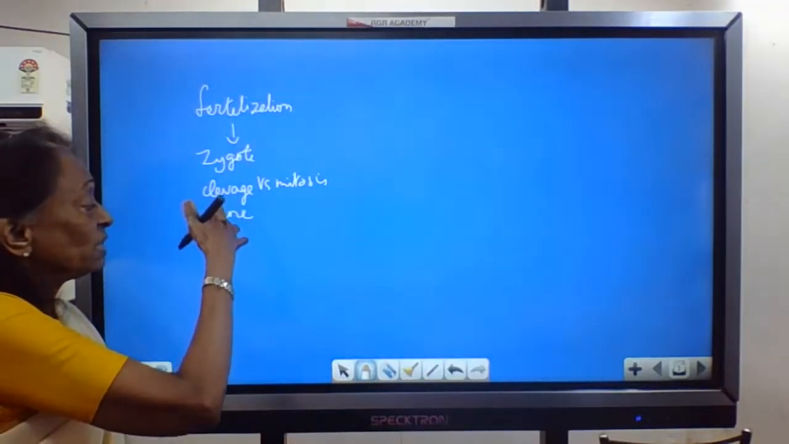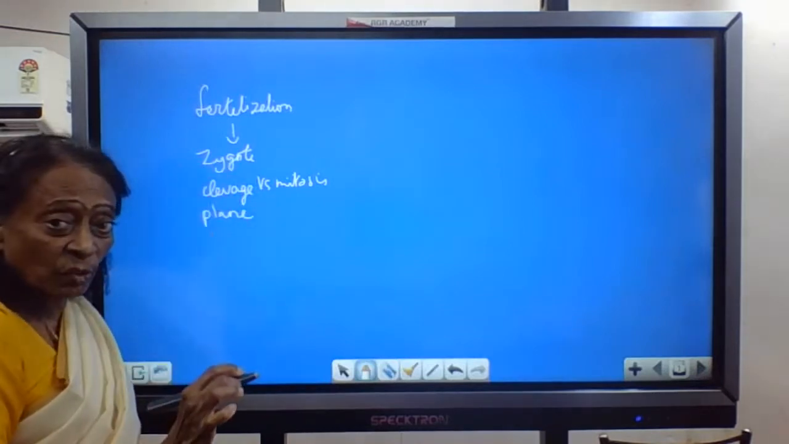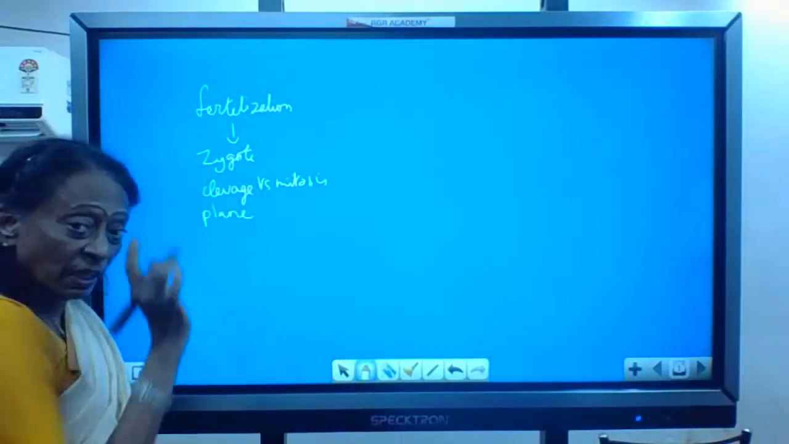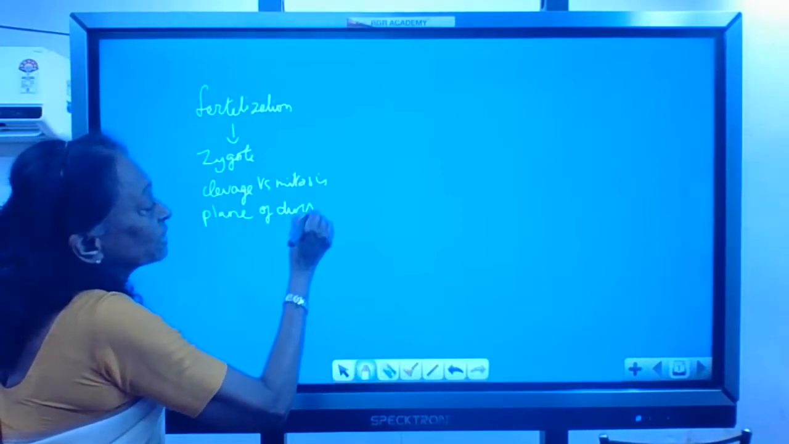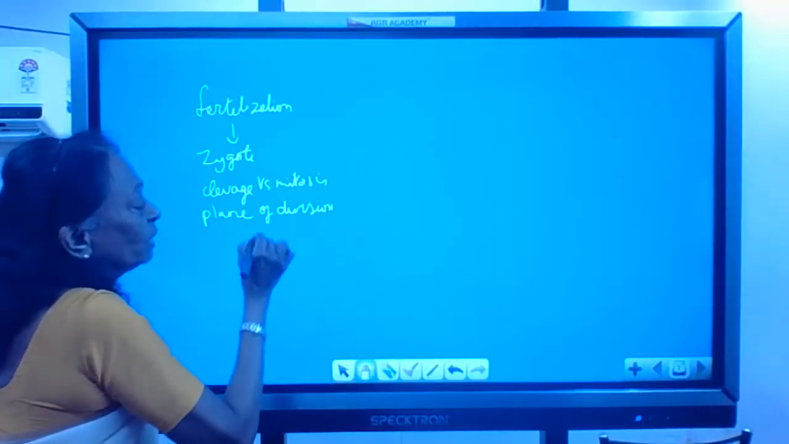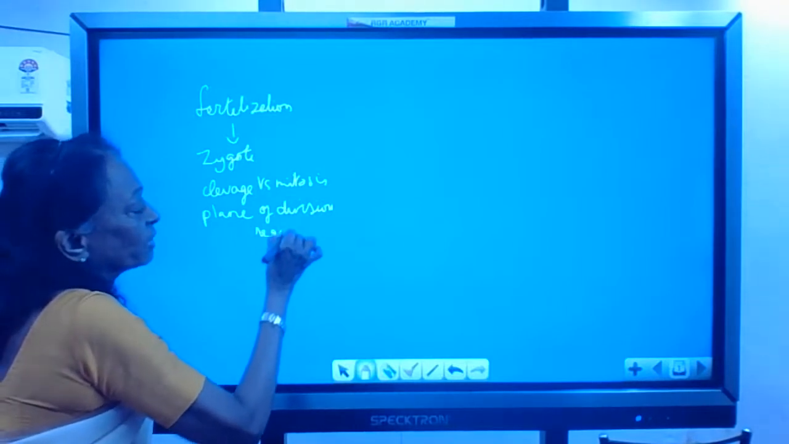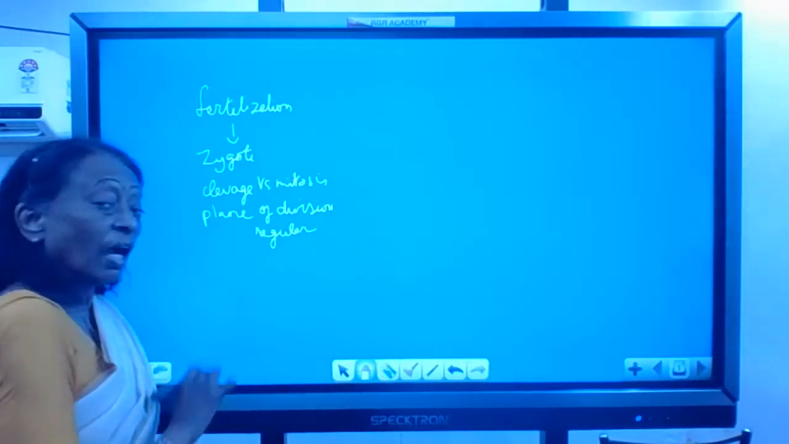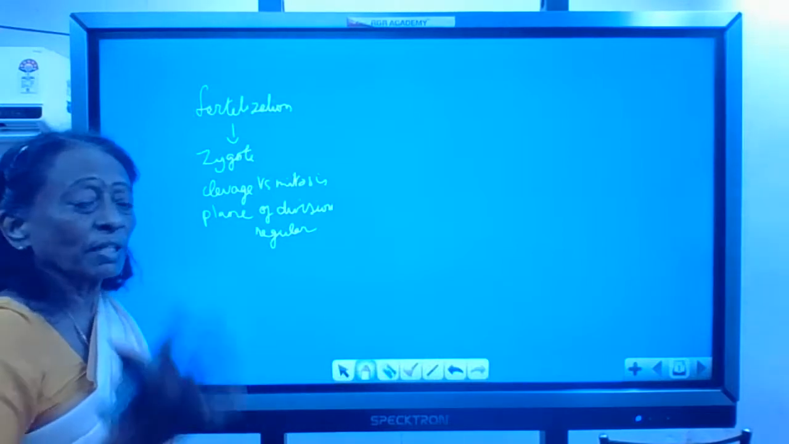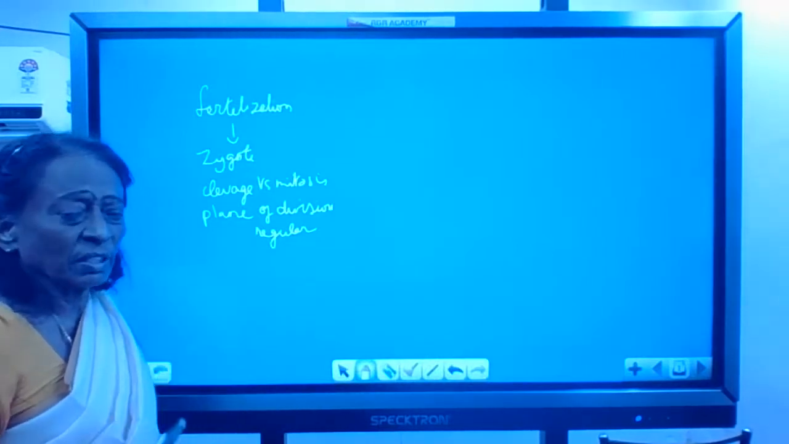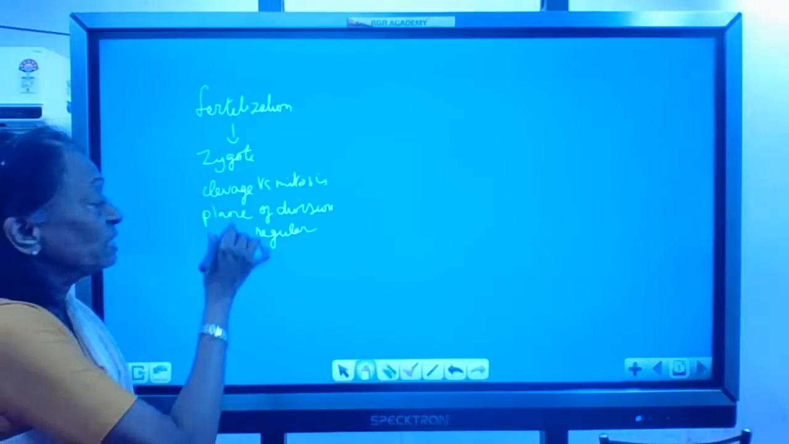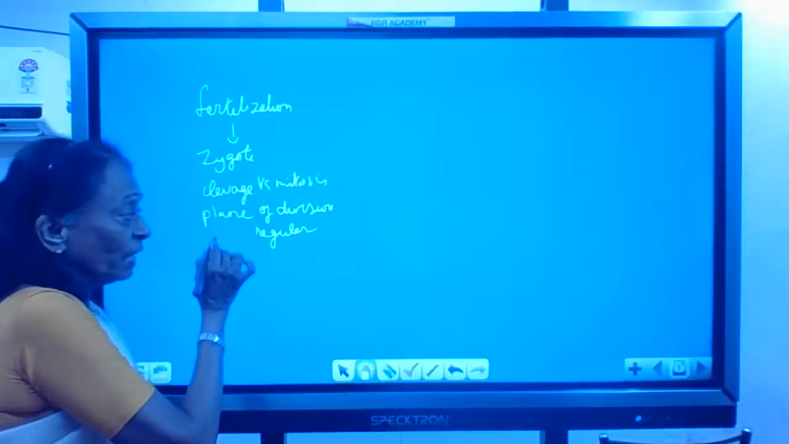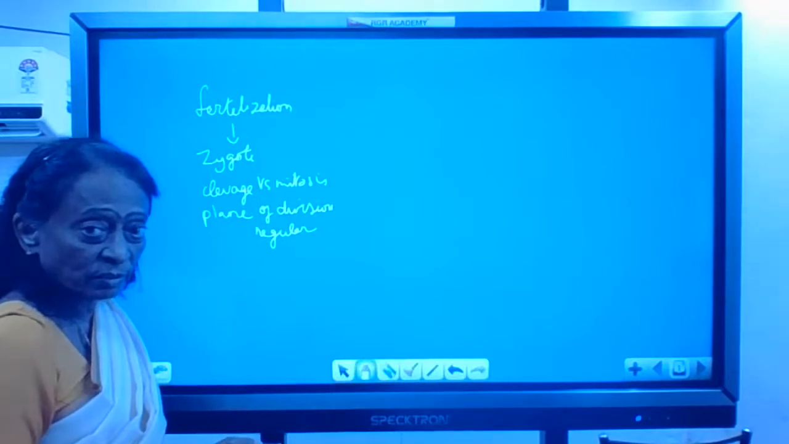But this cleavage does not increase the size of the zygote, and it has a definite plane of division. The plane of division is very regular, and in the beginning the division is very regular. After that, the division will become haphazard, independent of one another. It will rapidly multiply. So in the early stages the division is very methodical, with a definite plane of division. It is regular division. Alright.